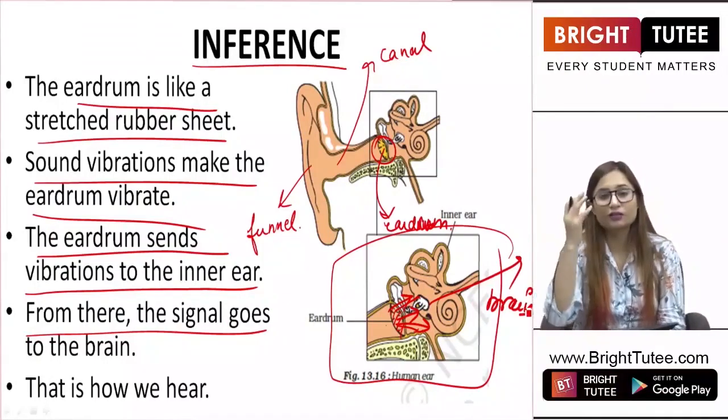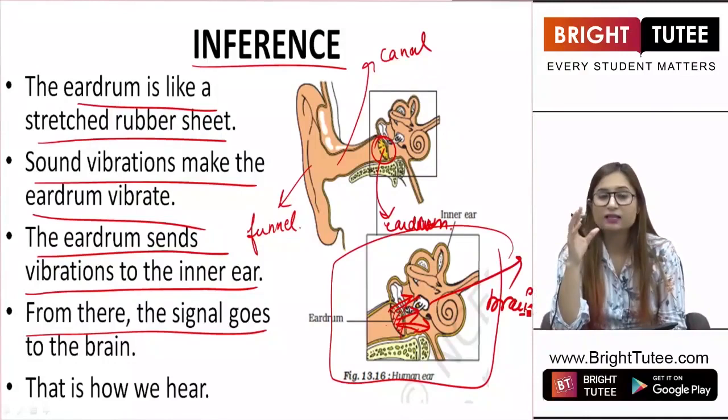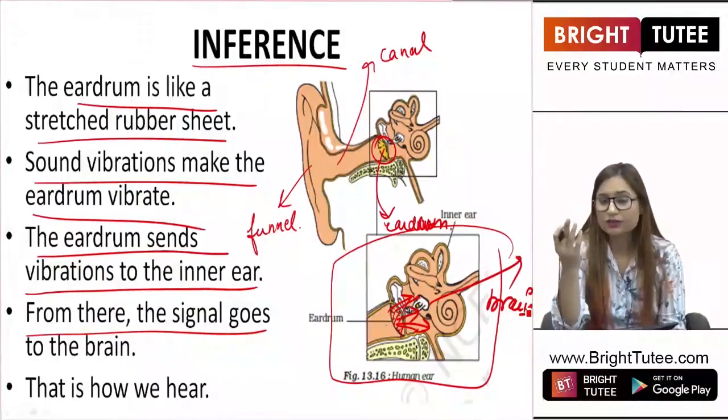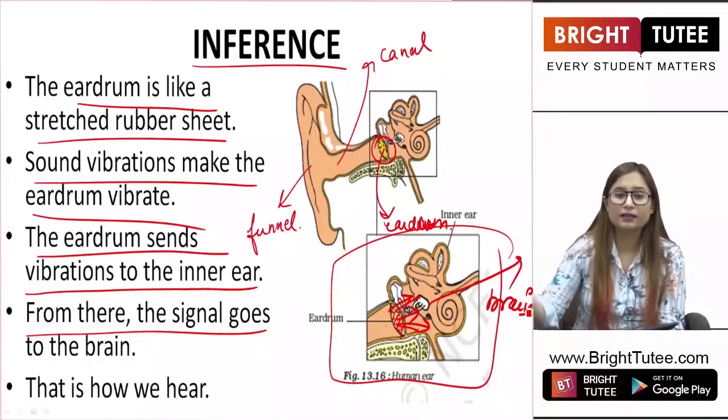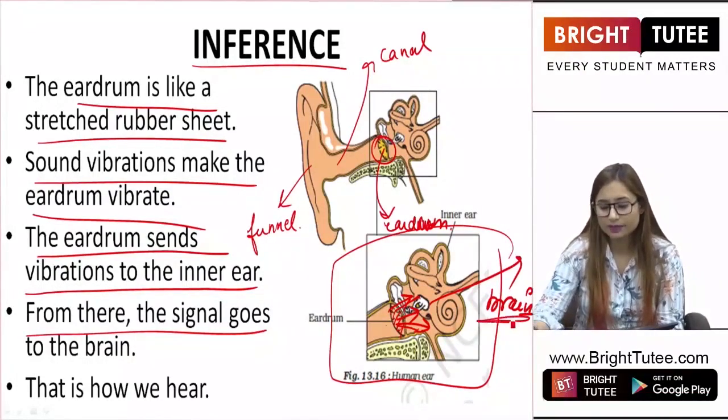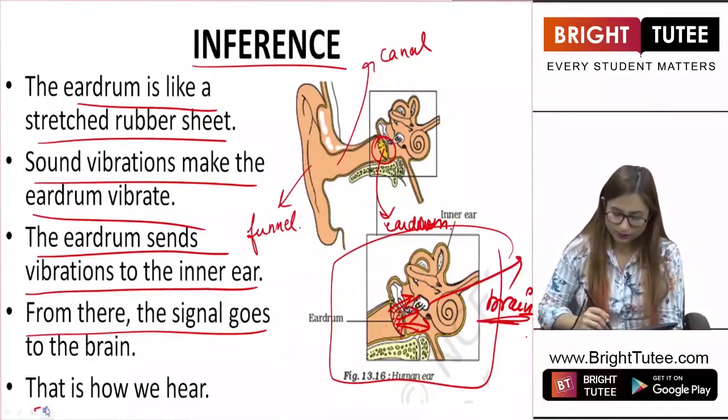And the brain functions instantly and tells us what is being spoken, what you are hearing, what is the kind of sound that you're hearing. Is it water running? Is it your friend speaking? Is it a bell ringing? You are able to understand because of your brain, right? This is how we hear.